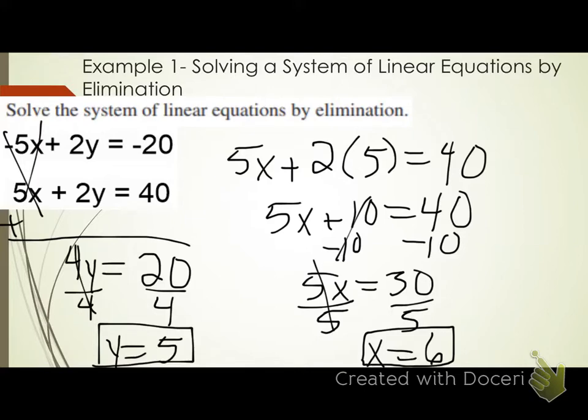How do I want you to write your answers? As ordered pairs. So how would I write my answer here? 6 comma 5. Would it be acceptable to put 5 comma 6? No. You've got to have the x value first, y value second. There's my answer. Does this tell me to check my solution? No. If it tells you to check your solution, do I want you to check it? Yes.